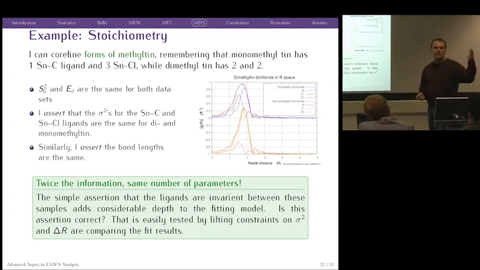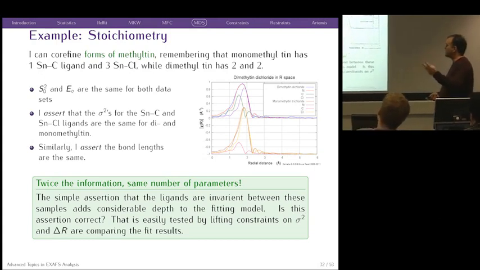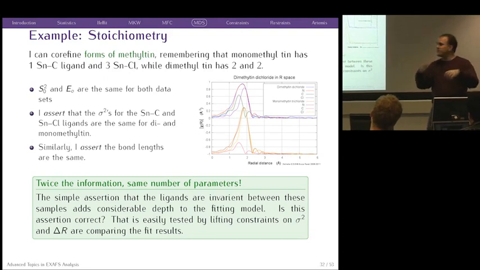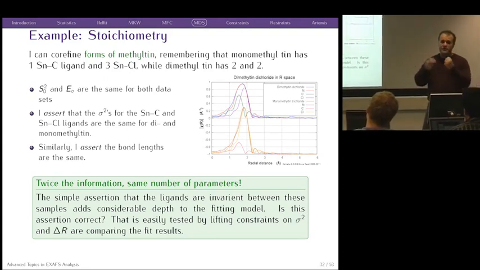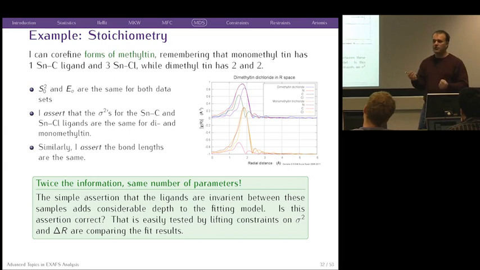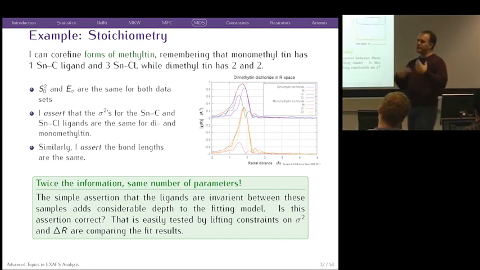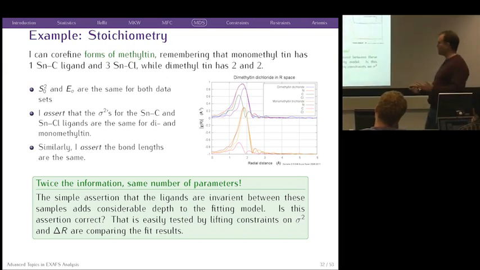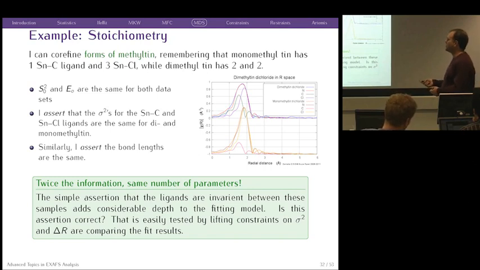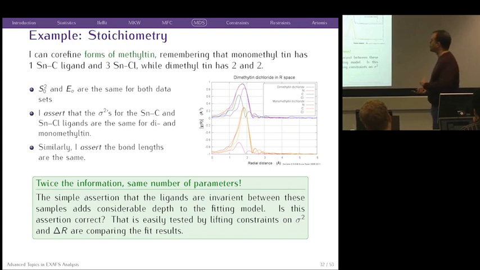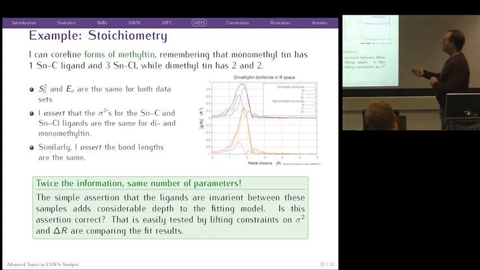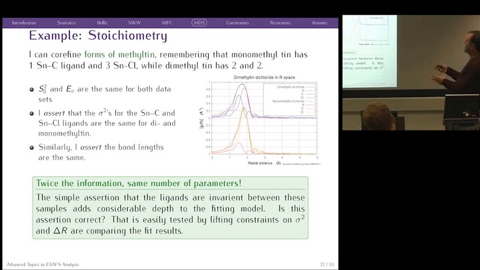But other than that, we assert that the tin-chlorine bond is the same in both of those materials, and the tin-carbon bond is the same in both of those materials. That's a reasonable assumption for the first guess. It's something that you might need to explore in further analysis. But as a first guess, it's a reasonable assumption. And so we assume that the bond lengths and the sigma squares are going to be the same in either dimethyl or trimethyl-tin.